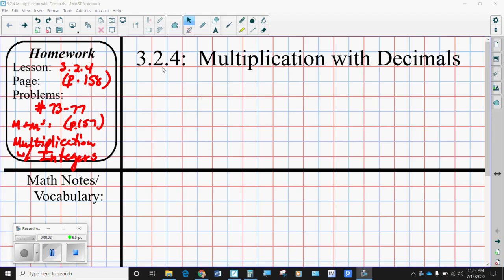Alrighty, on to the next lesson, 3.2.4. Today, we're going to draw connections between what we learned about multiplying fractions and mixed numbers together with their decimal equivalents. So today we're going to focus on why we do what we do when we multiply decimal numbers together.